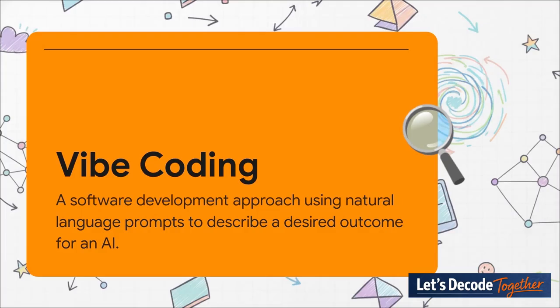So when we strip it all down, here's what we're talking about. Vibe coding is basically a way of developing software where you're not writing the code yourself. Instead, you're using plain English, natural language, to tell an AI tool what you want it to do. You're describing the vibe, the final outcome, and the AI generates all the complicated code for you.